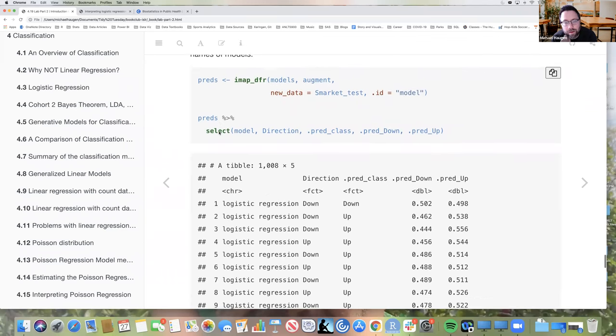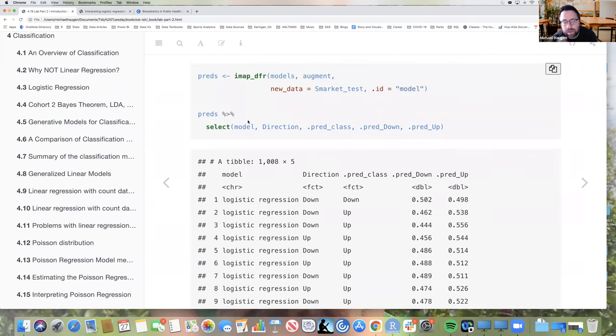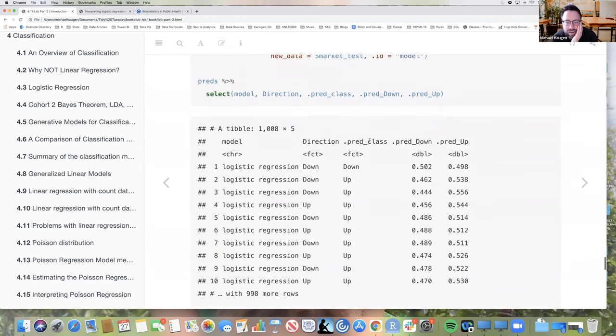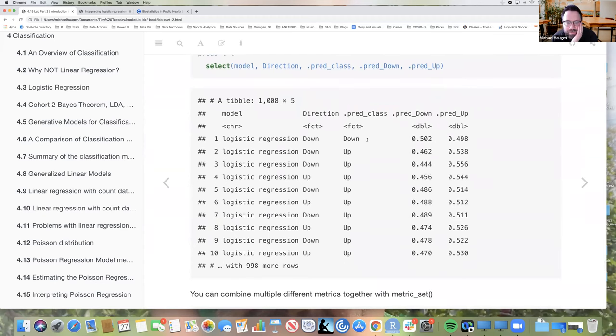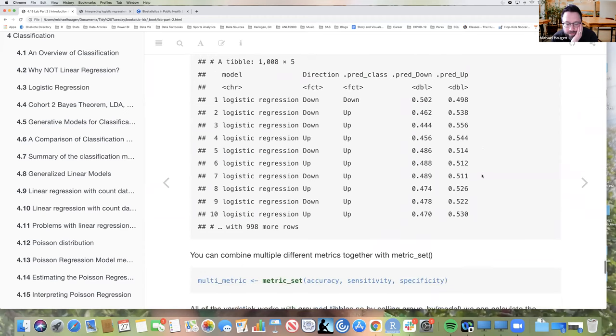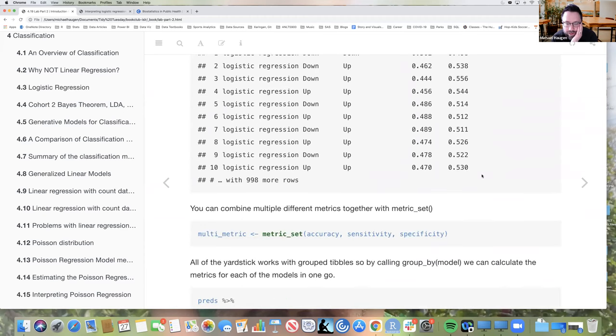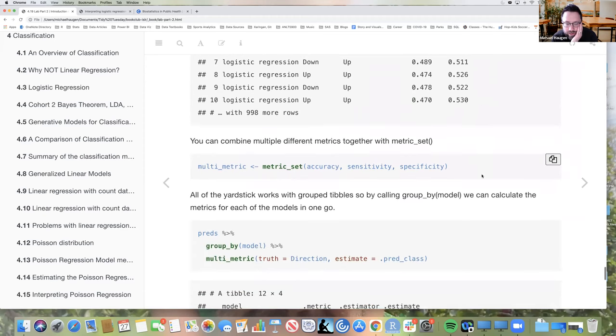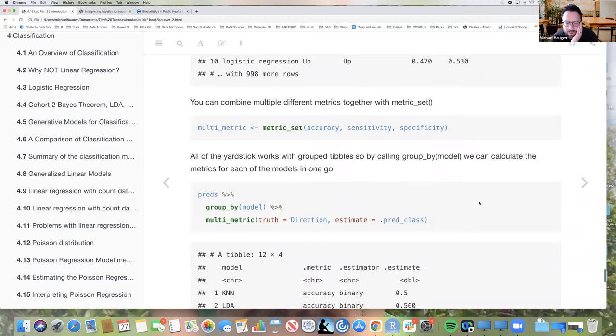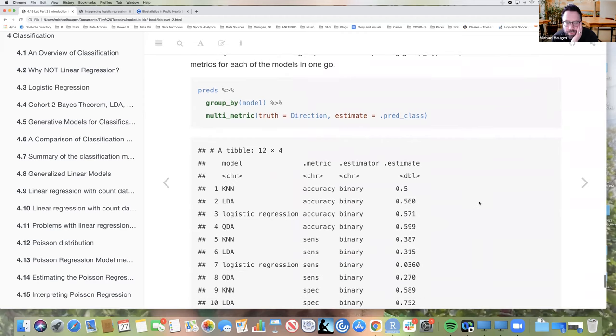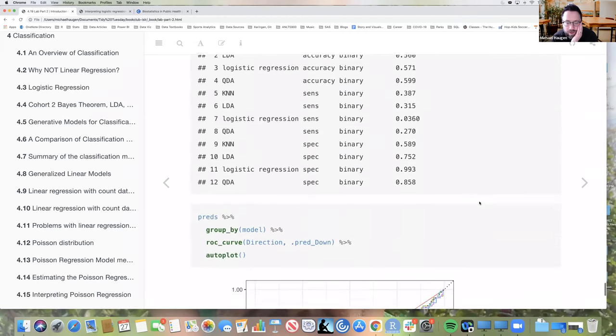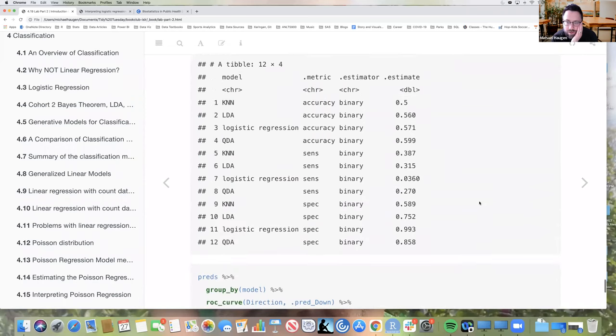So this function, models augment new data test, .id equals model. And then here we select from this tibble we created and we see the results. Is this the one we want? And then it says you can combine multiple different metrics together with the metric set. All the yardstick works with grouped tibbles. So by calling group_by model, we can calculate the metrics for each of the models in one go. So I think this is what I'm looking for. And then we have that. Okay, so this is where we have the numbers.